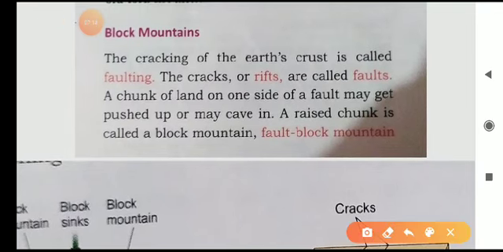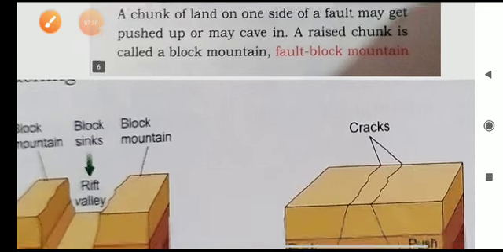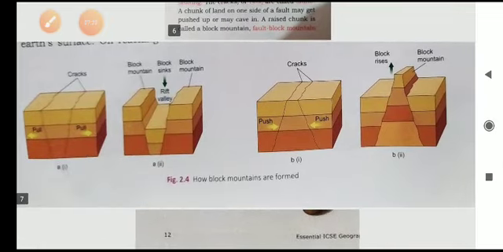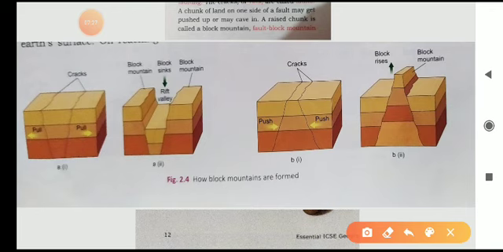block mountain. Okay, what is block mountain? Here also a picture is there, so all of you please see the picture. Block mountains are formed in two ways, by push and by pull. When cracks or faults occur in the earth's crust and the land between the cracks sinks. Sinks means moves downward.